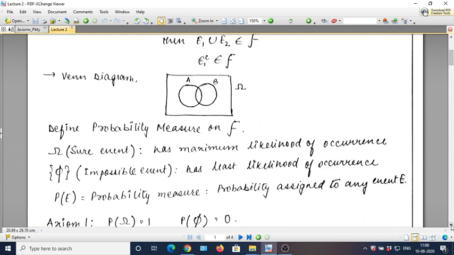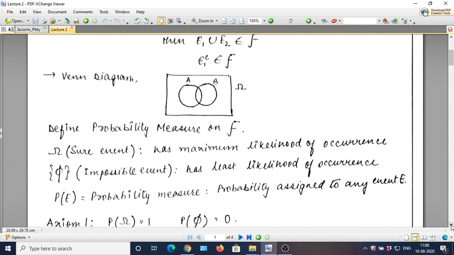So the range of values that can be taken by the probability measure for E should lie between the value taken by the sure event and the impossible event. So therefore we can fix two values for the sample space as the probability measure for the sample space and the impossible event.